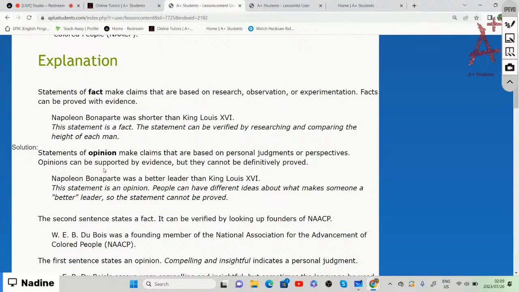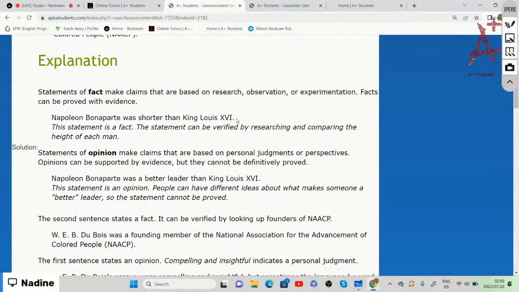If we look at the next one, it says Napoleon Bonaparte was shorter than King Louis.